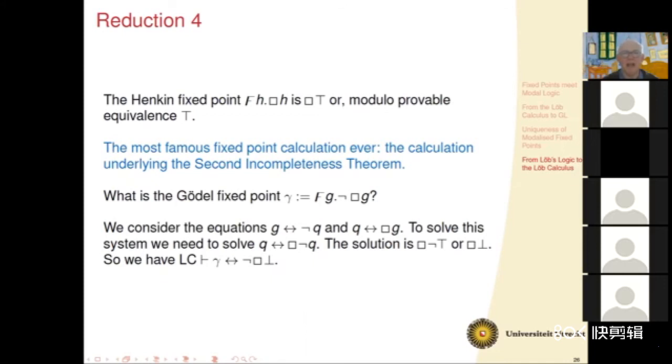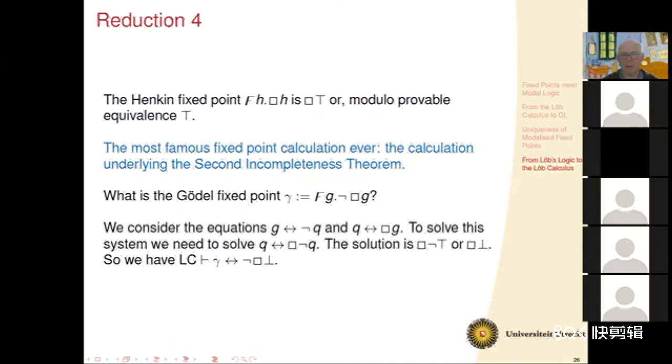So the Henkin fixed point is provable in the Loeb calculus and in Loeb's logic. So it is uniquely true. Okay, so that's a very famous fixed point, but there's an even more famous fixed point, namely the second incompleteness theorem, or more precisely the calculation underlying the proof of the second incompleteness theorem.